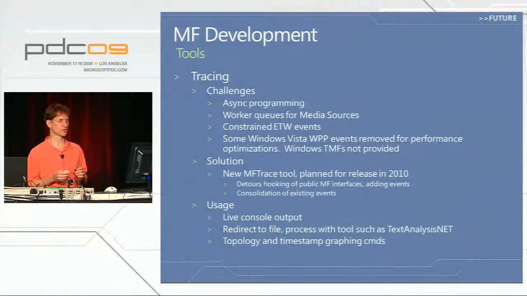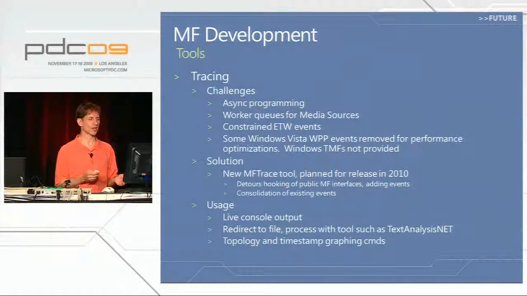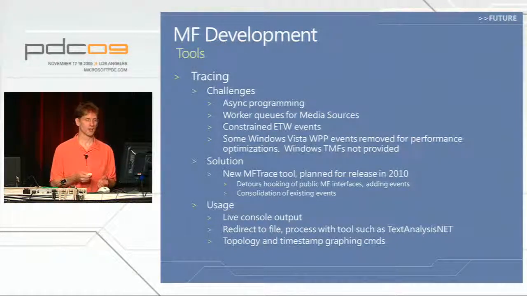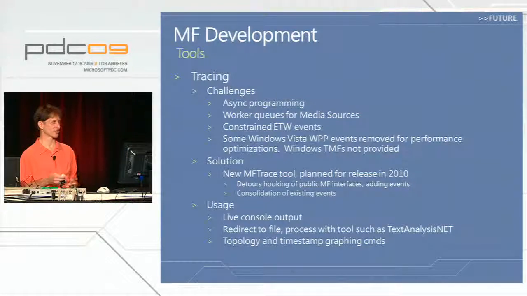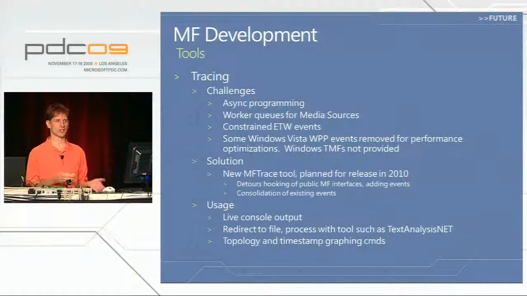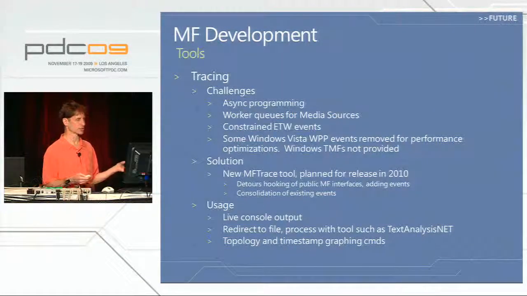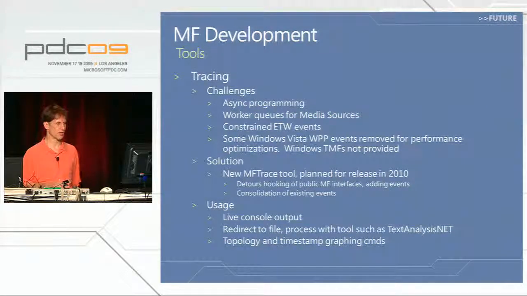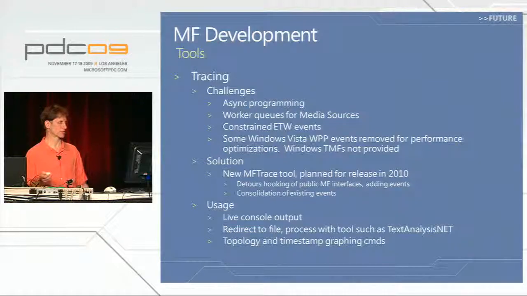It uses Microsoft Detours to hook public interfaces so you don't get the overhead in the basic runtime for Windows, but you can add this in and then we can make it extensible. It has XML to be able to define additional events. And we can consolidate all the other event types, including ETW and such. You can have it spew to a regular console output while you're doing things. Just simple command line. You can redirect it to a file, use something like textanalysis.net.